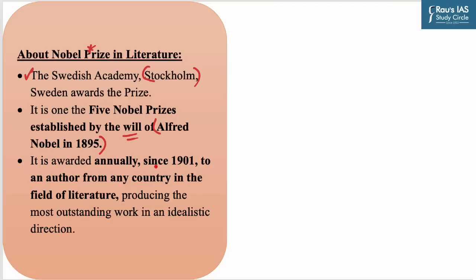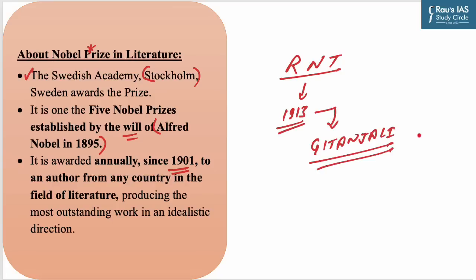It is awarded annually since 1901 to an author from any country in the field of literature who is producing the most outstanding work in an idealistic direction. Another fact which is important from the perspective of Indian history is Gurudev Rabindranath Tagore was the first Indian who received the Nobel Prize in Literature in the year 1913 for his collection Geetanjali, which was published in London in the year 1912. He was also the first non-Westerner to receive this prize.